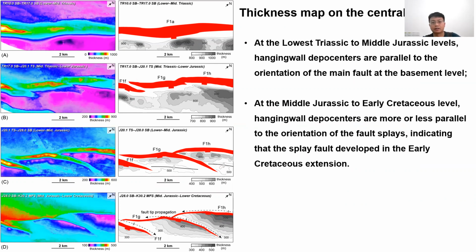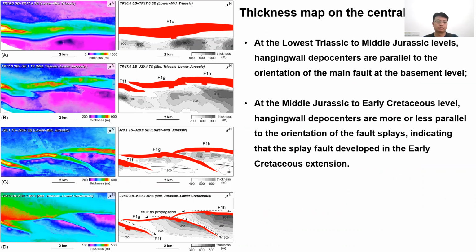We see that at the lowest Triassic to mid Jurassic levels, depocenters are more or less parallel to the orientation of the main faults at the basement level. But at the mid Jurassic to early Cretaceous level, depocenters are more or less parallel to the orientation of the fault splays, indicating that the splay faults developed in the early Cretaceous extension.